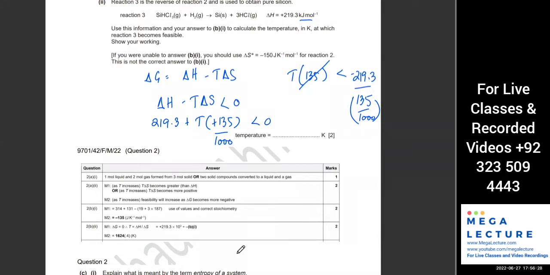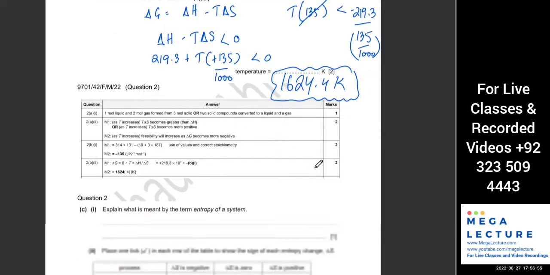Has anyone done this? Although it's given away, it's 16.24.4 Kelvins. Make sure, if somebody can check this, are we getting the same thing? Can anyone, Lisha, do you have a calculator? 624, I mean, this thing, right?